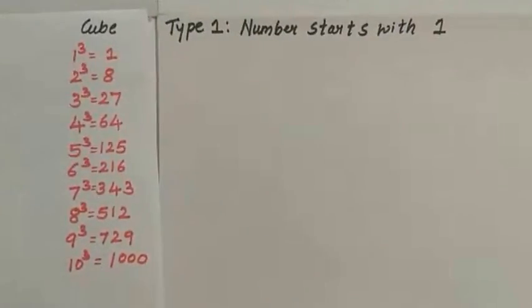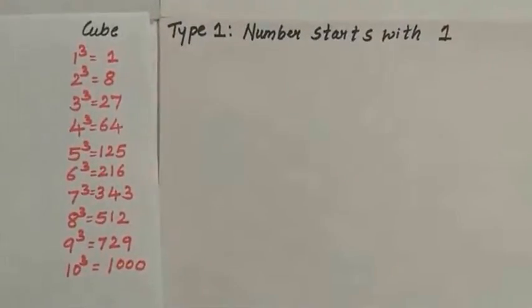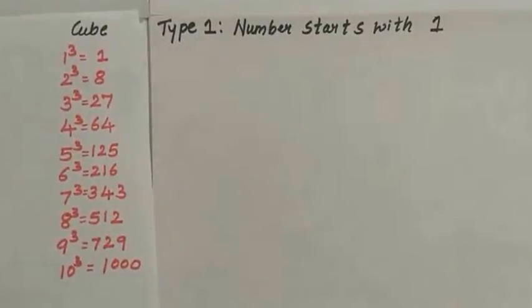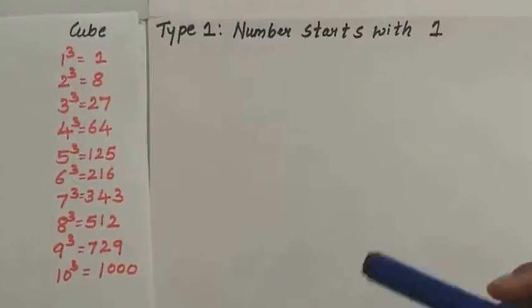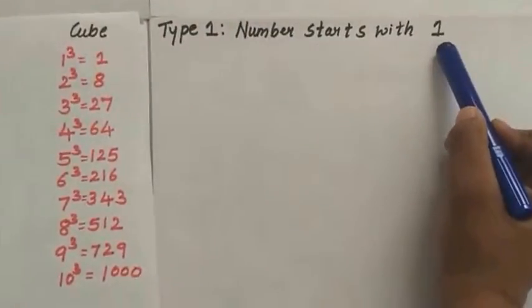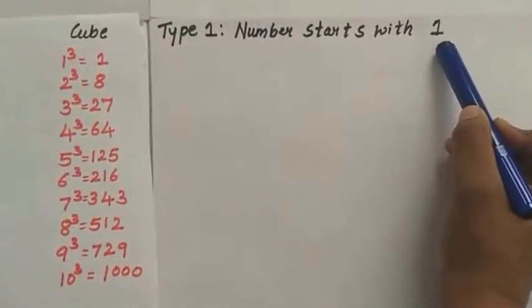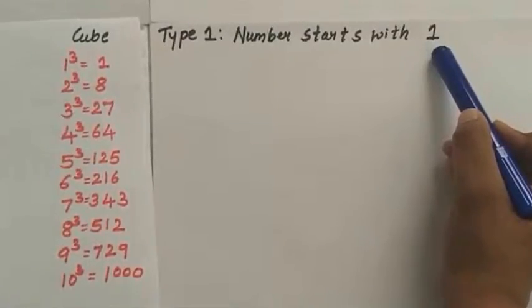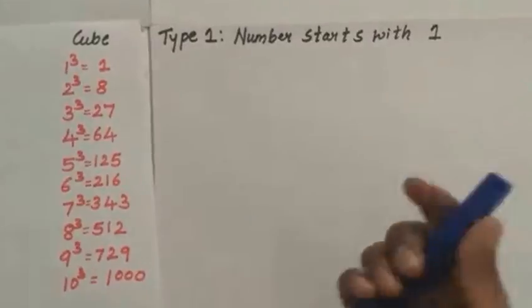Let us begin with type 1, that is, number starts with 1. We will solve examples in which the number starts with 1. For example, 11, 12, 13, the cube of those numbers, how we are going to find it by using the Vedic method.